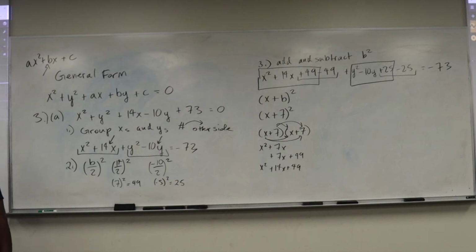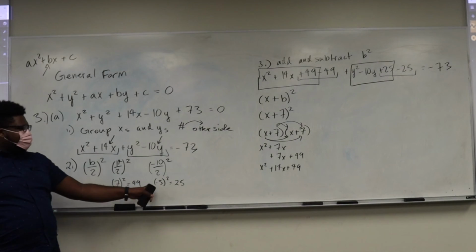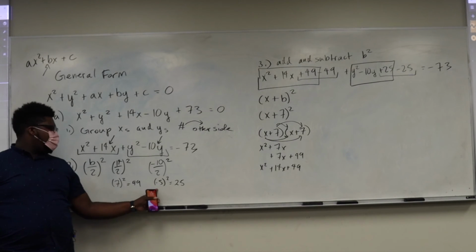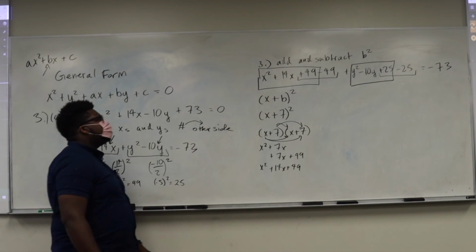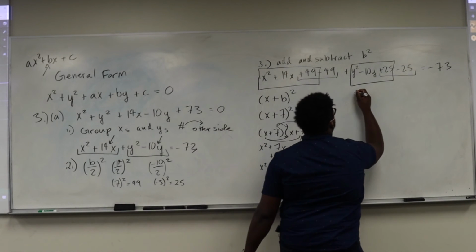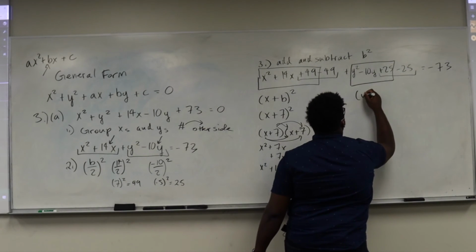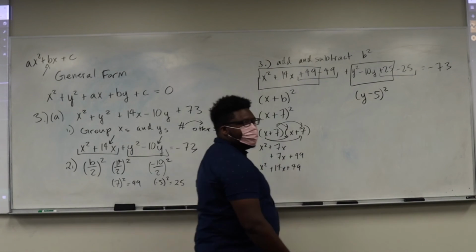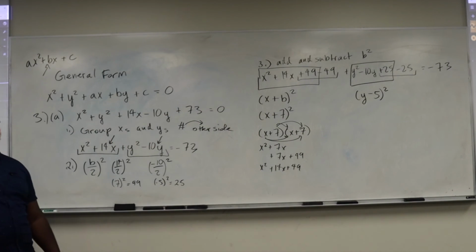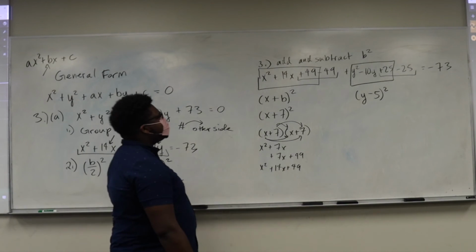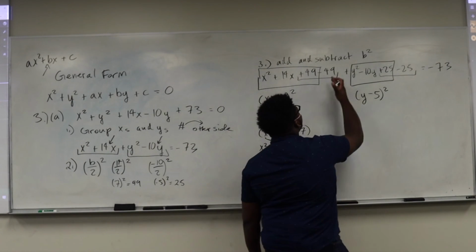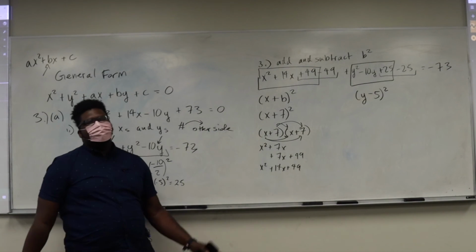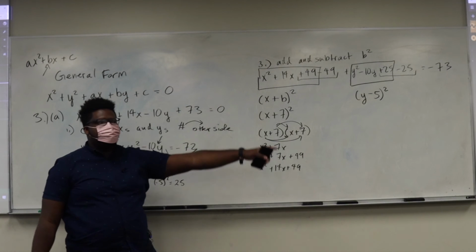Does that make sense? Now, what was our b term in the y's case? Negative 5. So if we look at these three terms, this has to be y minus 5 squared. Y'all seeing where I'm going with this? Now your question is, okay, Mr. Brooks, what do we do with these other two terms? Well, you put them on the other side.